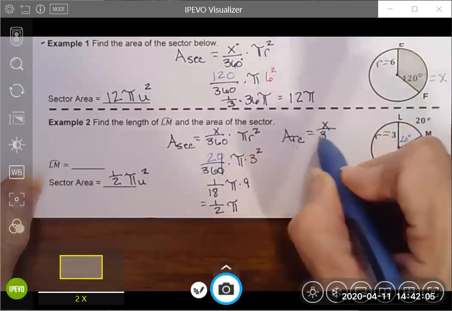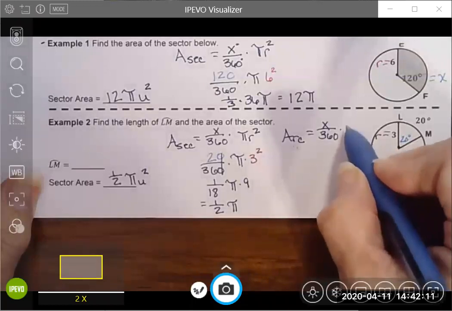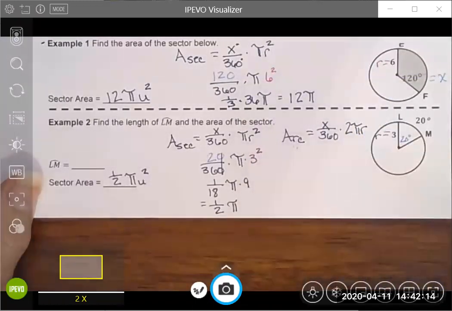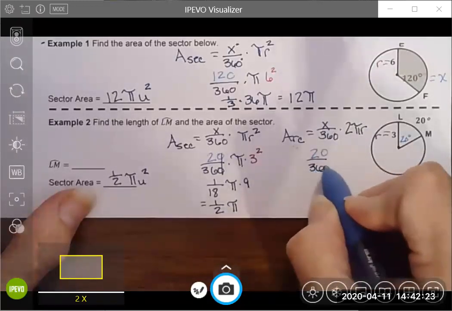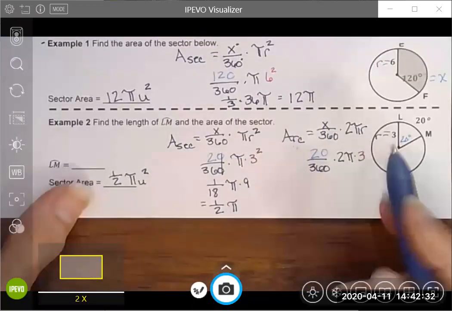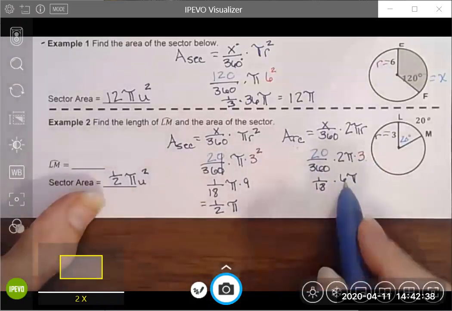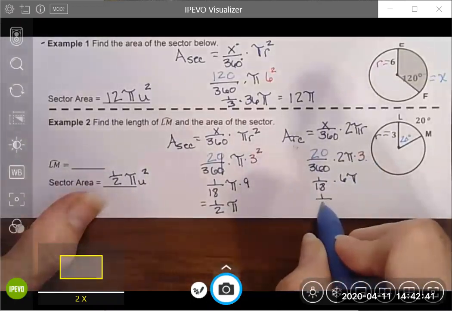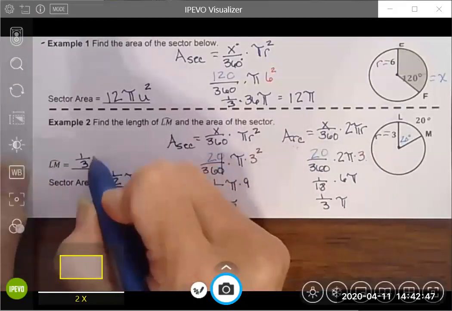It's a pretty simple calculation as well, except that this time I'm going to use the circumference formula, which is 2 pi r. We already know that our central angle is 20 divided by our 360. Just going to go ahead and substitute information in, and our radius was 3. This simplifies to 1 over 18. 2 times 3 is 6 pi, and 6 over 18 is 1/3 pi. So that is the arc length measure.